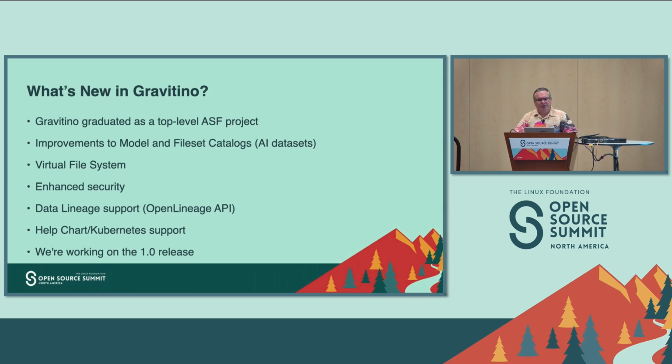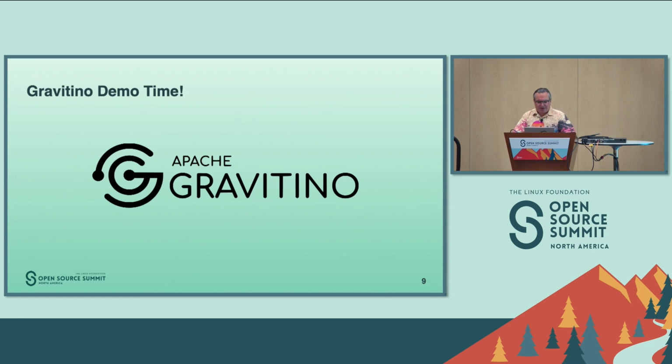We've improved the security continually in versions. We've also added support for data lineage, which is a feature that a lot of people have asked for, and that follows the Open Lineage API. And we've also put in a Helm chart and Kubernetes support. We're currently working on the 1.0 release, and that will be out in a couple of months. We tend to release every 3 or 4 months, but if you want, you can go get the latest code on GitHub. So I'm going to give a demo.